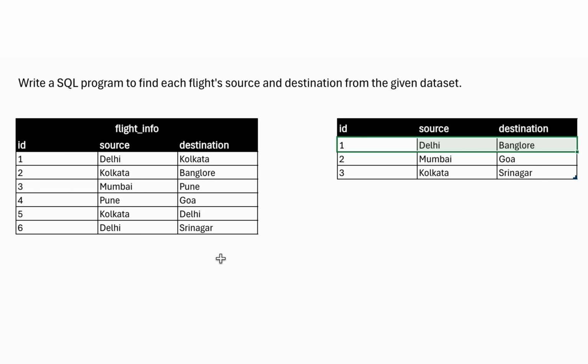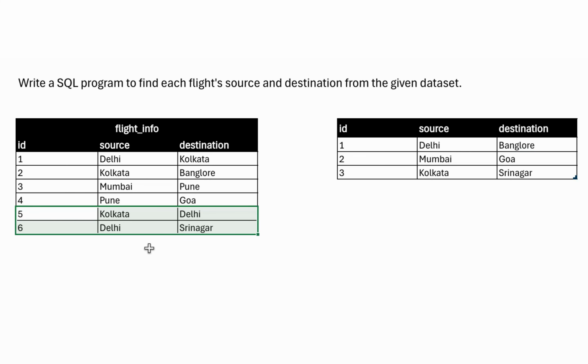Let's look at the next two records, ID3 and ID4. In this, a flight is going from Mumbai to Pune, then it is going from Pune to Goa. We can say that there is a flight which is going from Mumbai to Goa. That is why we have one more row in our output, for ID2. That means there is one more flight, that flight ID is 2, and that flight is going from Mumbai to Goa.